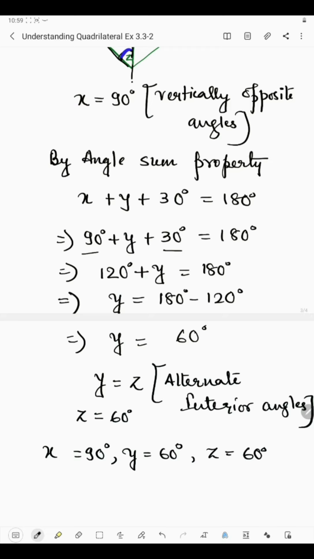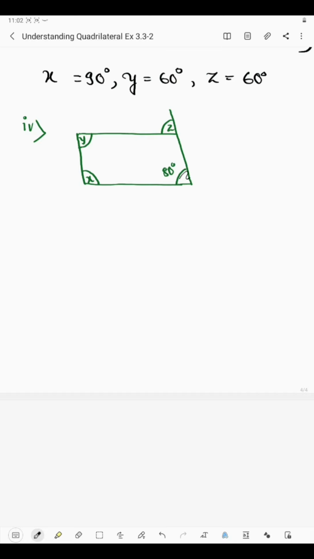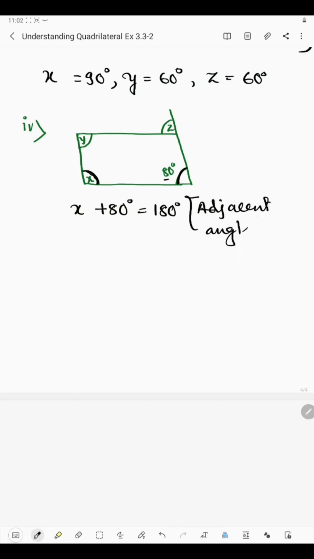Okay, now coming to the next part. Here this angle is 80 degree, this is X, this is Y and this is Z. We have to find the value of x, y and z. Now as this angle x and 80 degree are adjacent angles, the sum of these angles will be 180 degree. So let's take this at first. x plus 80 degree is equal to 180 degree, as adjacent angles in a parallelogram are supplementary.